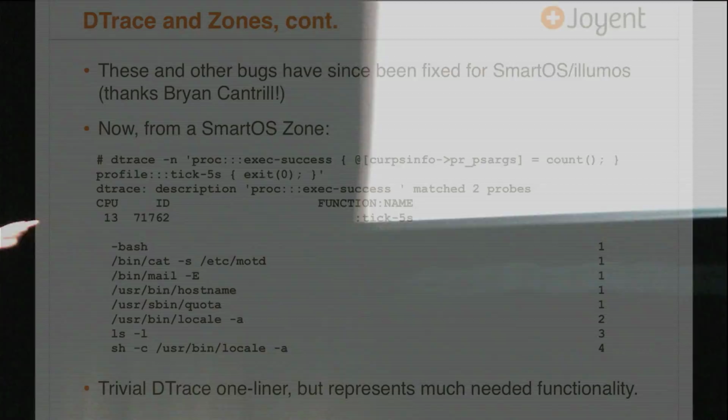And now, from a SmartOS zone, you can run this: dtrace -n 'proc:::exec-success { @[curpsinfo->pr_psargs] = count(); }', and it works, which is fantastic. This absolutely did not work. Multiple things did not work before. And I've got the profile tick 5 seconds, so it runs for 5 seconds and then exits.